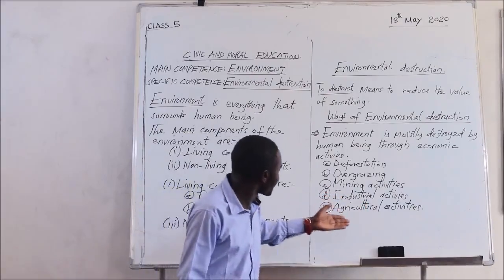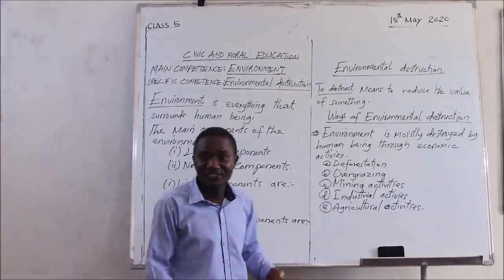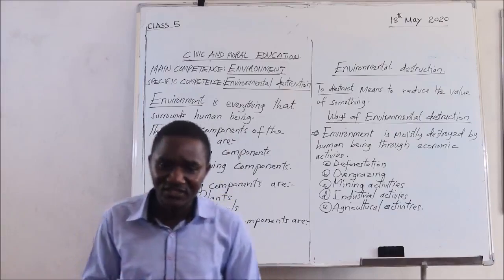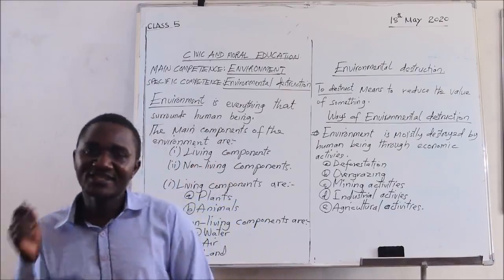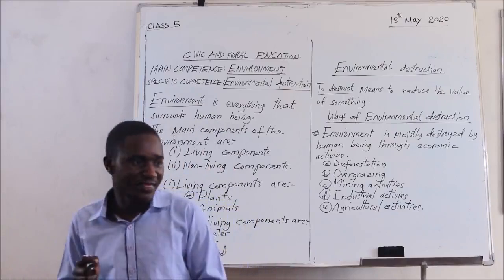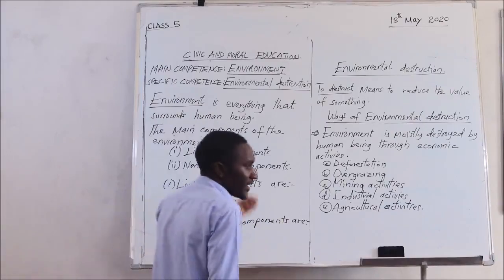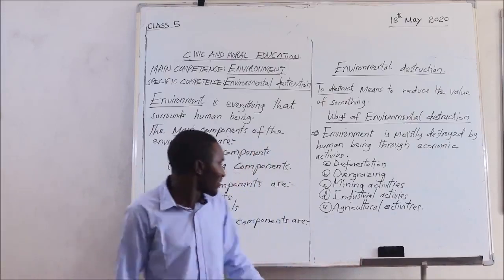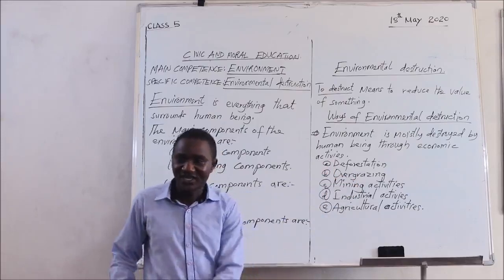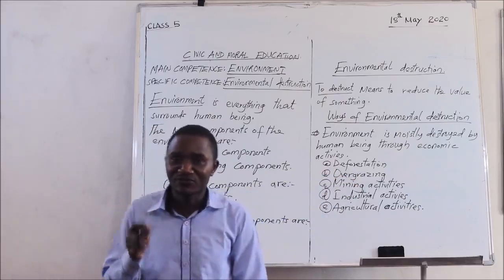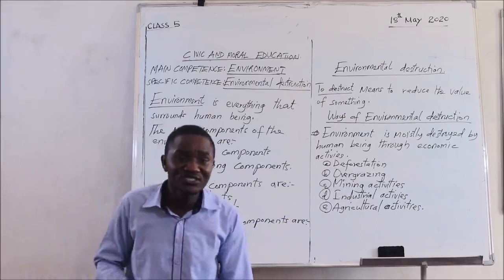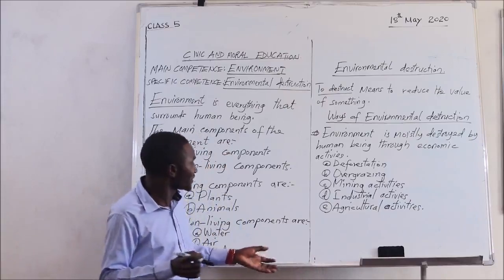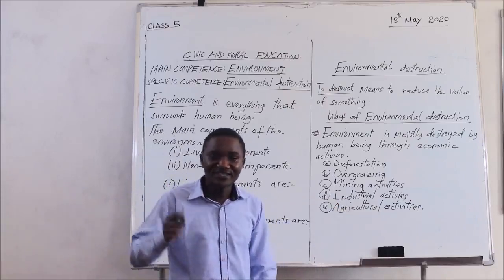Another way of environmental destruction, we say industrial activities. What is industry? Let us see the meaning of industry. Industry is a place where raw materials are turned into finished goods. So when this activity is taking place, there are some wastes or garbage from such industries. So they are not well managed, or they are not well disposed. So when they are not disposed well, they can destroy the environment.